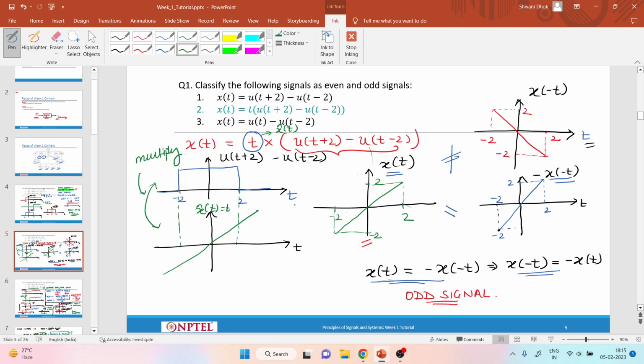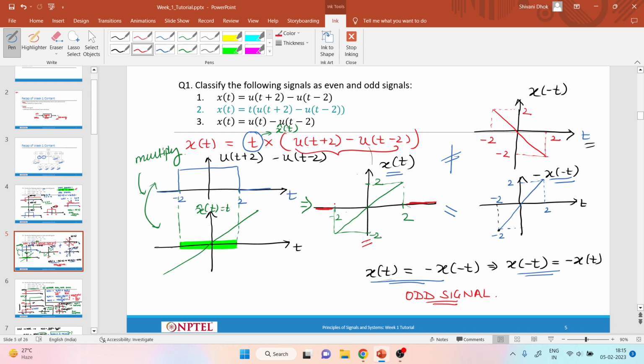Therefore the resultant signal will be only this part of x hat of t, but only in this region, because outside this region your u of t plus 2 minus u of t minus 2 is 0, and that's why what you are getting as x of t is this. And it is 0 after this. So it is 0 here.